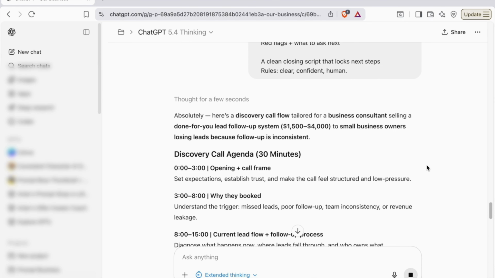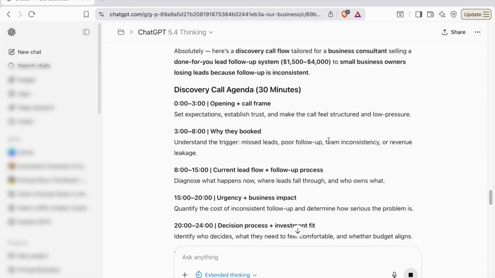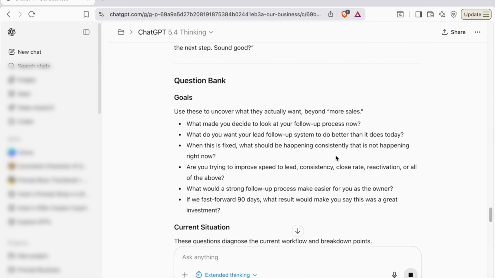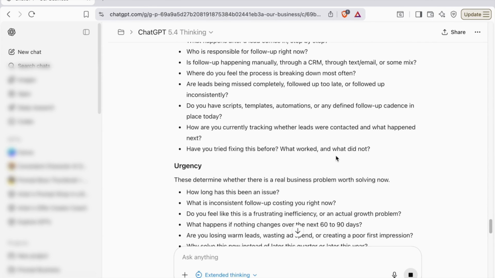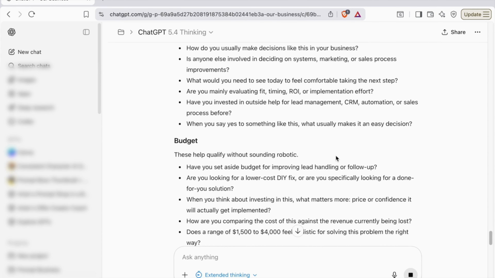Okay, and here we have an even better script, and stay tuned because in a minute, I'm going to show you the part most people skip, the closing language that prevents the "I'll think about it and get back to you" that people normally say, that normally leads to a dead end. So here we see that it's given us the agenda again as before. And then it's giving us all of our different sections, the urgency section, the decision-making process, their budget.